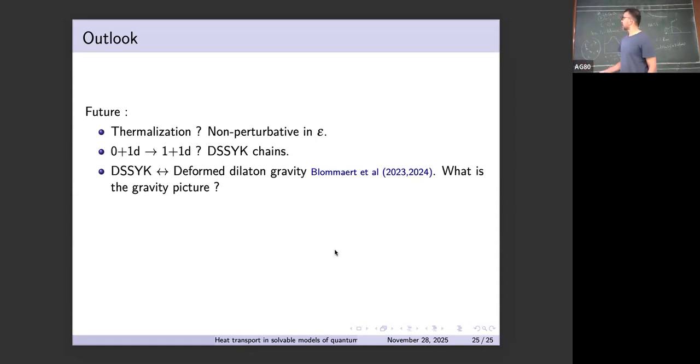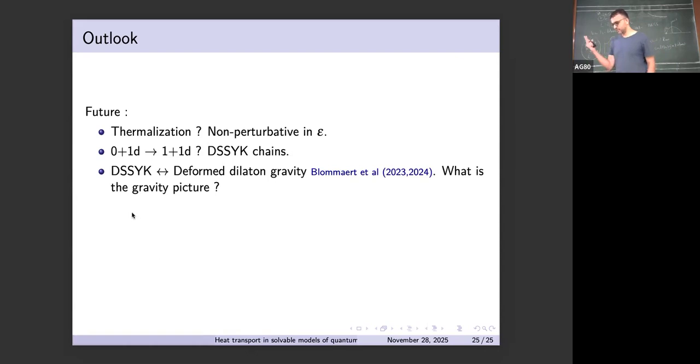Another thing is, what happens if you look at chains, not just a 0 plus 1D system, you keep SYK dots, and ask what's the transport. These kind of studies are well known in the SYK literature, but nobody has done the DSSYK version of it. So nobody has done DSSYK chains. And you might see some kind of heat diffusion-ish behavior.